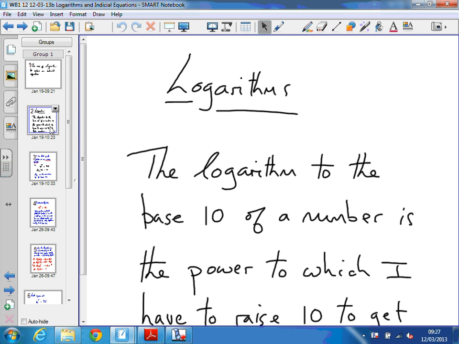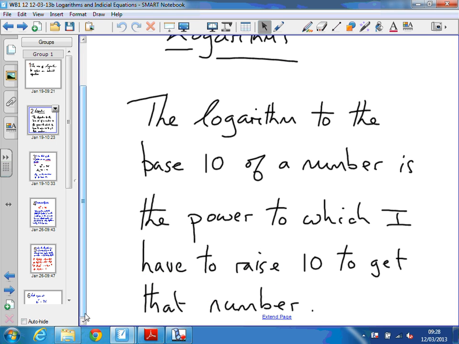So what are logarithms? Well, the logarithm to the base 10 of a number is the power to which I have to raise 10 to get that number. A logarithm is a power, in other words. So what is a logarithm? It's a power. Power of 10 usually.